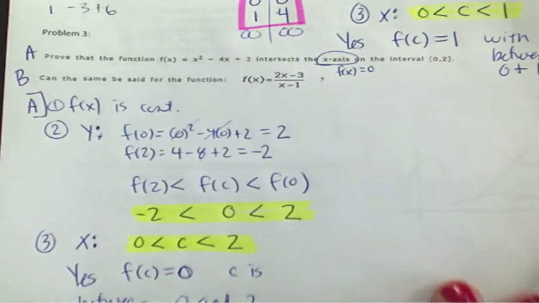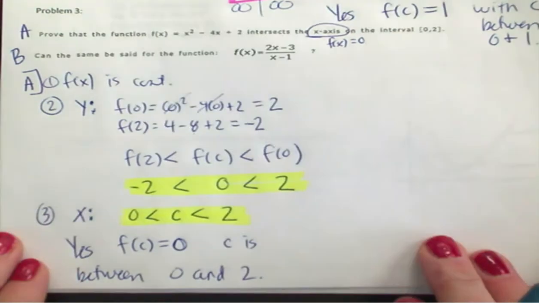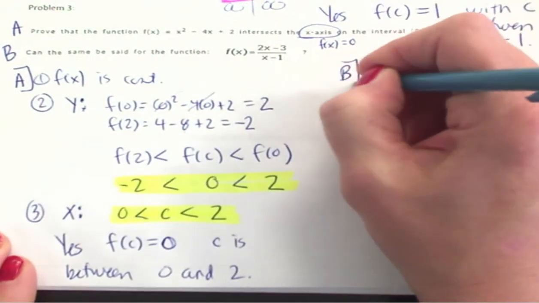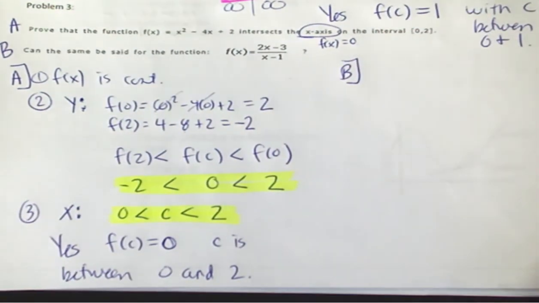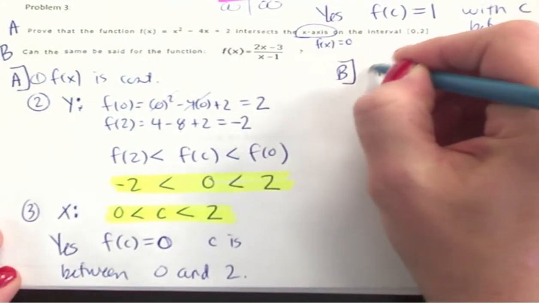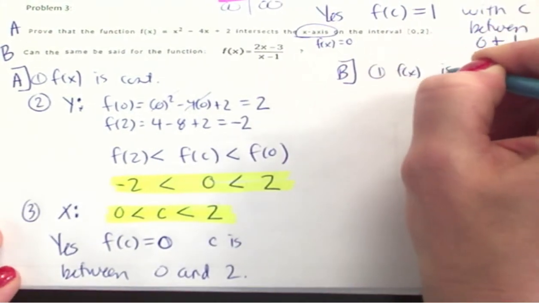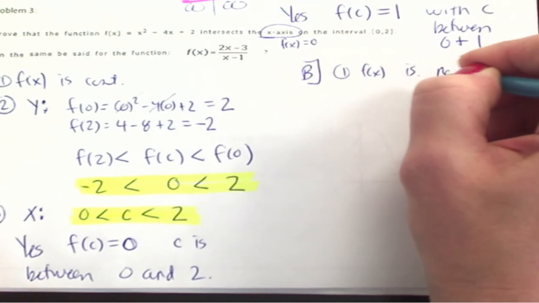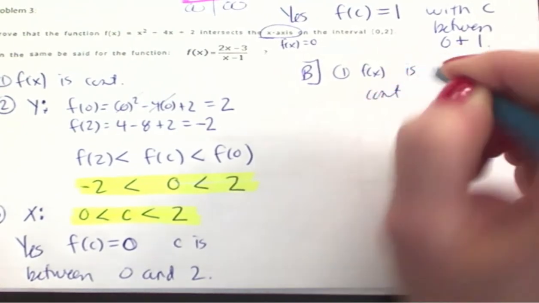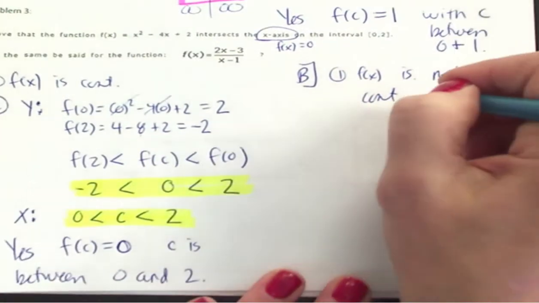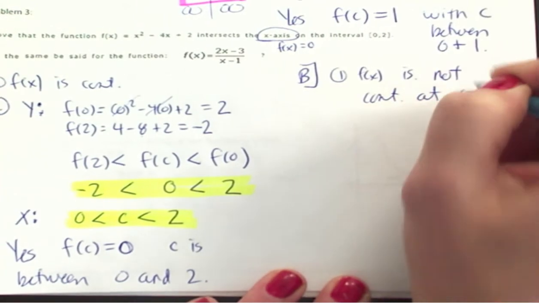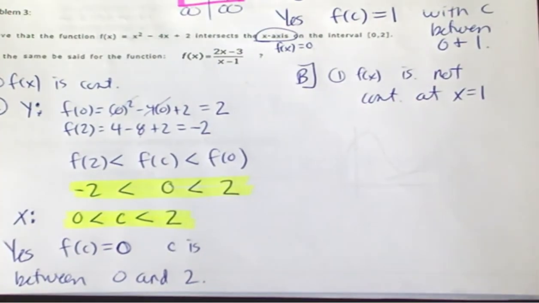And then it said, can you say the same thing for this function? And so I would try it, right? Same setup. Yeah. Okay, so 1. f of x is not continuous at x equals 1. Therefore, no, I cannot say the same thing.